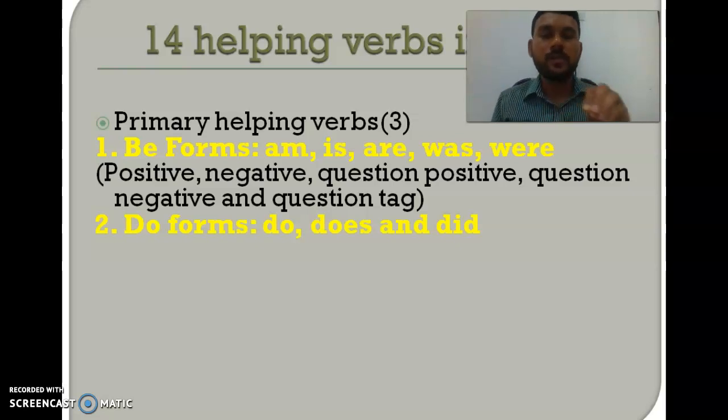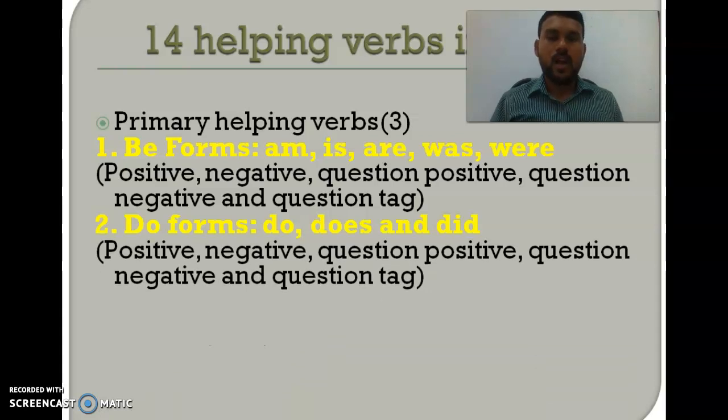And majorly do forms are used in yes or no question forms. I do my homework. I don't do my homework. Do you do your homework? Don't you do your homework? I do my homework, don't I? This is how it goes on.